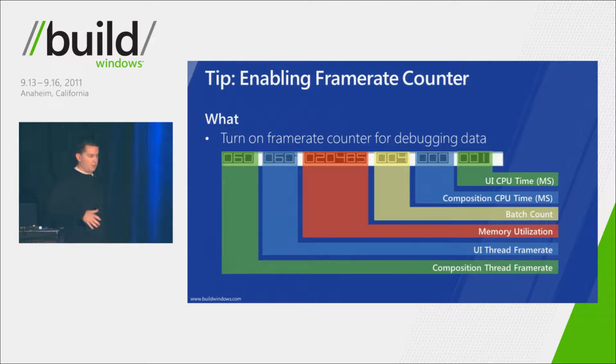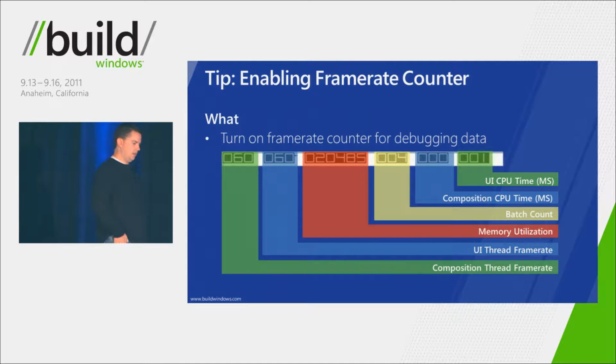We do have a frame rate counter for Windows Metro-style XAML apps, and this is what it looks like. There are some numbers that are different, and I'll show it in a second. These slides will be available for download, so don't bother trying to write down the numbers. So we do have a frame rate counter. The first three numbers, I think, are probably going to be the most important for you as you're developing your applications.